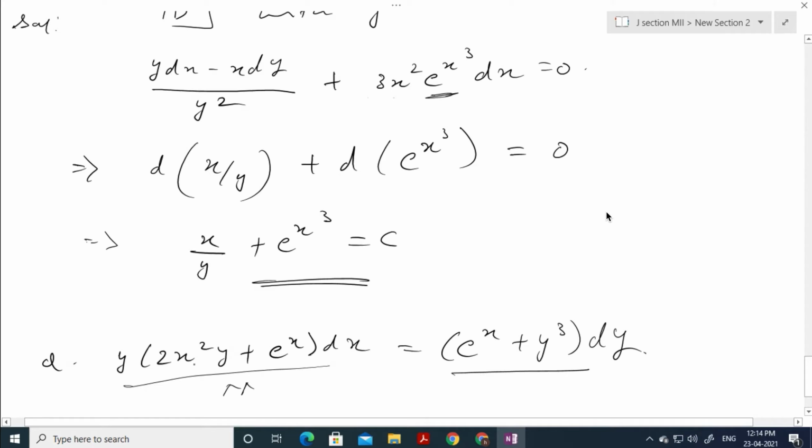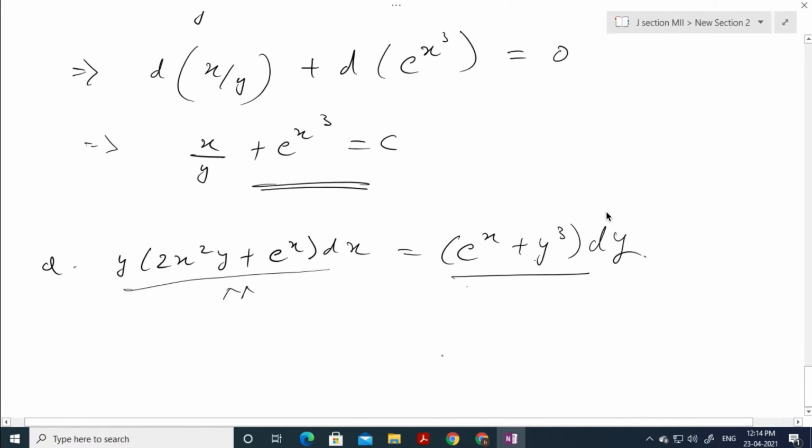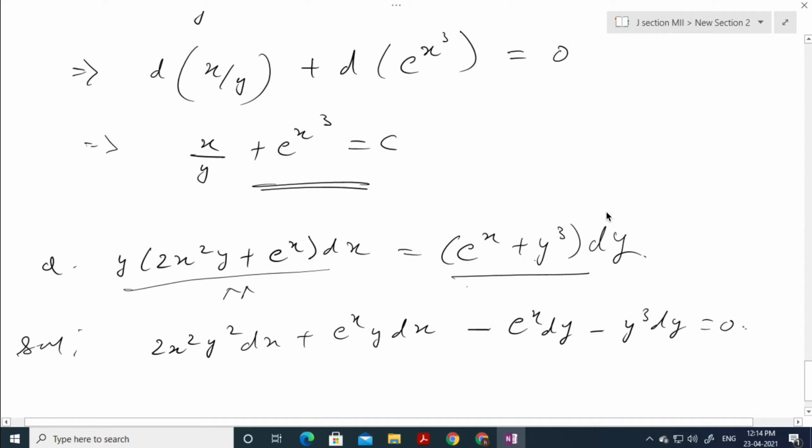Y square is the first term here. When you differentiate with respect to y, you will get 4x square y plus e to the power x. Whereas when you differentiate n with respect to x, you will get minus e to the power x. So obviously they are not equal. So this is not an exact differential equation. Okay, first rewrite it. So this will be 2x square y square dx plus e to the power x y dx, again minus these two terms I am writing on the other side. So e to the power x dy minus y cube dy is equal to 0.